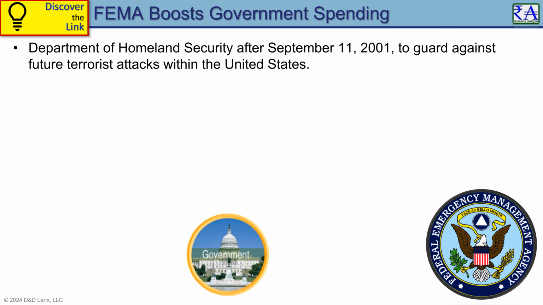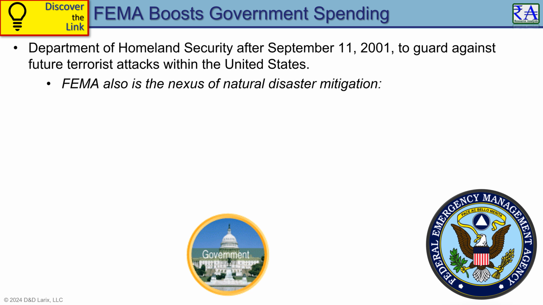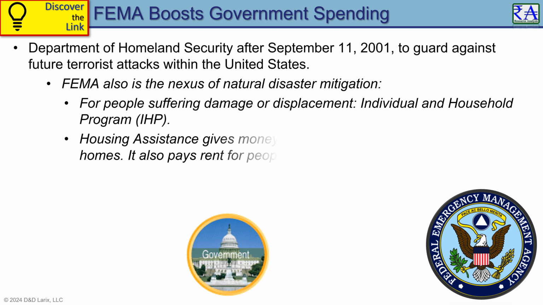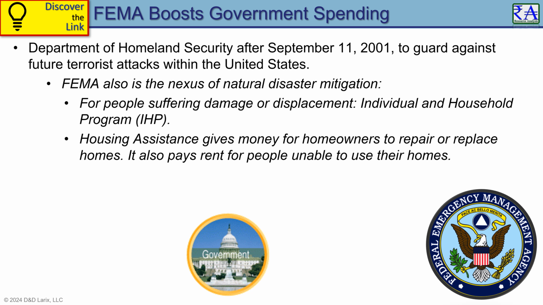The federal government established the Department of Homeland Security after September 11, 2001, to guard against future terrorist attacks within the United States. Spending by this department is intended to increase the security of the nation's borders and transportation system, identify and arrest terrorists within the United States, and gather intelligence on potential terrorist threats.